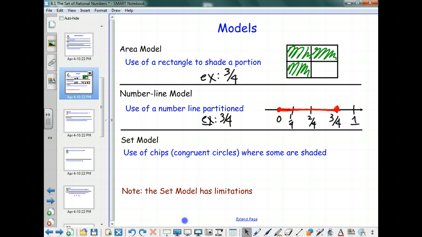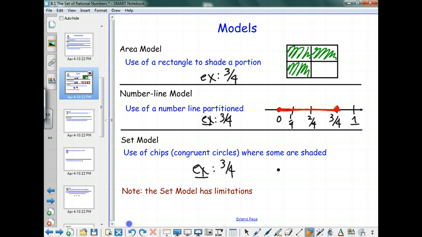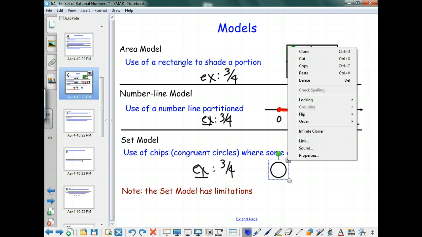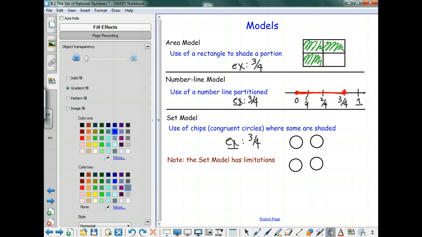The set model you've already seen used. I used it when I was doing my infinite cloner just a little while ago. So the infinite cloner with the set model, again, 3/4, has us draw however many circles the denominator is. So we're going to draw one circle. We're going to clone it so that we can get 3 more just like it. And then we want to shade in how many of them? 3. Because it says 3 out of 4 of them are shaded.